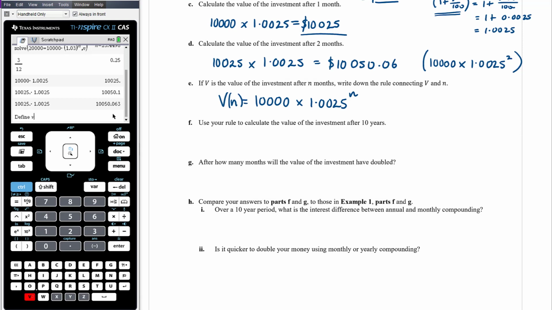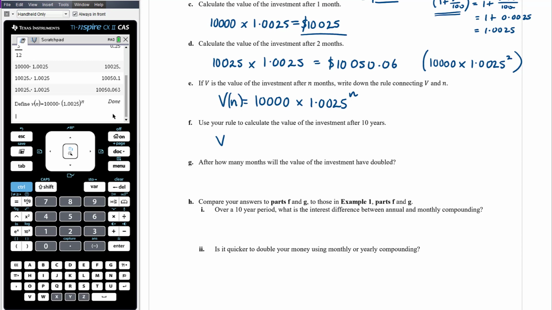So menu 11, v of n. We need to use function notation: v of n equals 10,000 multiplied by 1.0025 to the power of n. So there's our rule, and now we can use it. Use your rule to calculate the value of the investment after 10 years.